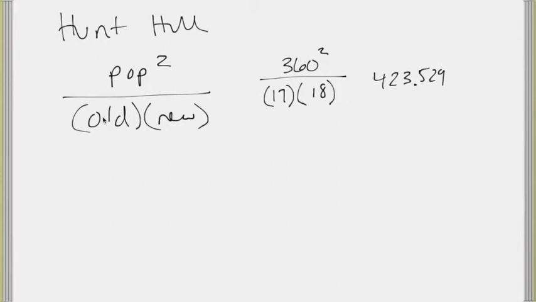Now let's say, what if we gave an extra one to the middle school? Their population was 180, and they had 8, right? And so they would go up to 9. So 180 squared divided by 8 and 9. Their Huntington Hill number is 450. So according to those two numbers, if we're going to give out a new representative, who should we give it to?